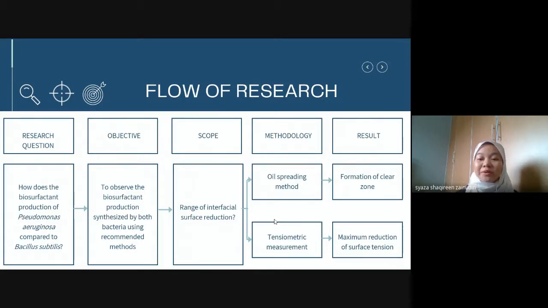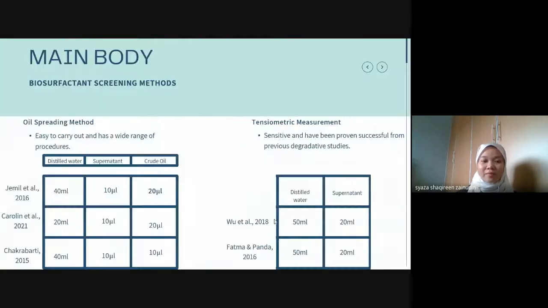Two promising screening methods, which are the oil spreading method and tensiometric measurement, were selected for this topic. From the previous articles that I have read, there are several methods to screen biosurfactant production. However, it has come to a conclusion that the oil spreading method and tensiometric measurement were the best, as they are easy to carry out, have a wide range of procedures, and are sensitive. They have also been proven successful from previous studies. The supernatant used here for both methods was acquired from the bacteria itself and acts as the biosurfactant.